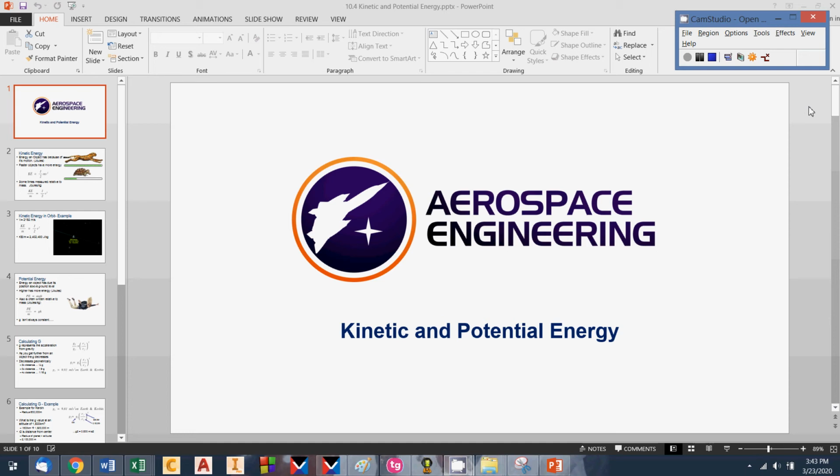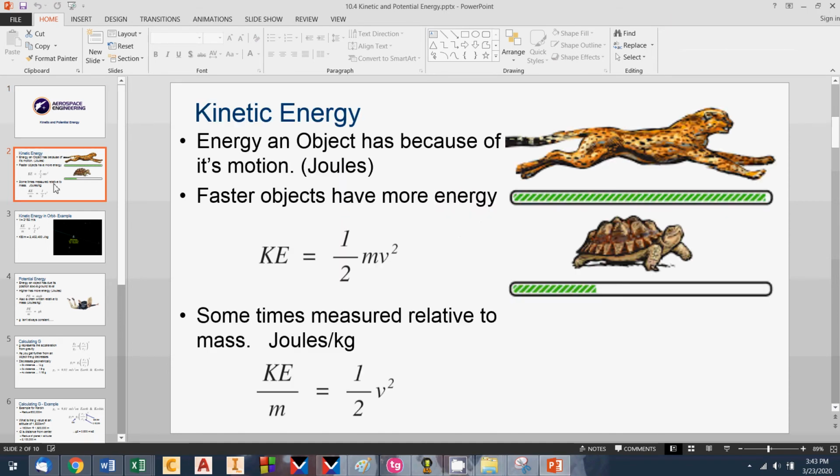Today, what we're going to do is continue our orbital mechanics unit here. And what we're going to look at today is kinetic and potential energy. Now, some of you have probably had physics. You've seen this before. So the equations that we're going to look at here probably are not too much of a surprise for you. So kinetic energy, we'll start there.